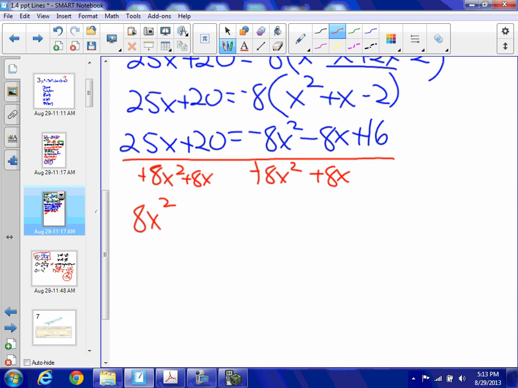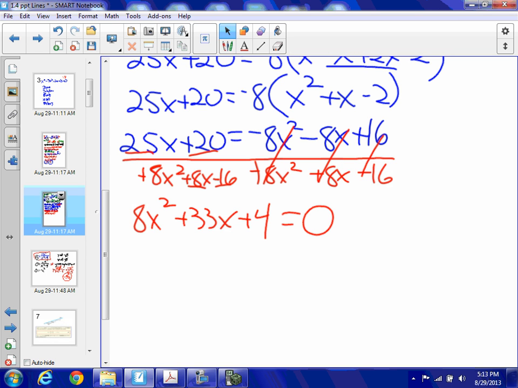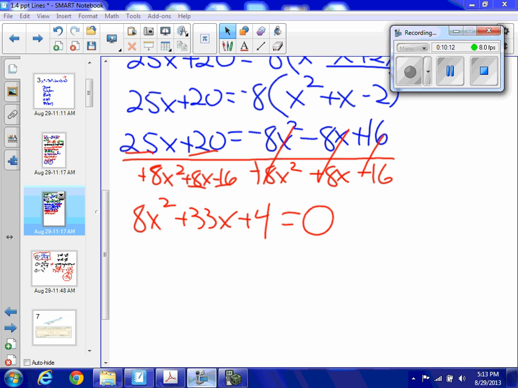So that's going to give me 25 plus 8, 33x. And I think I will subtract 16 from both sides. So 20 minus 16 is plus 4. And now I've gotten rid of all of these terms, and that is equal to 0. So that is a happy quadratic equation because I've got it equal to 0 now.